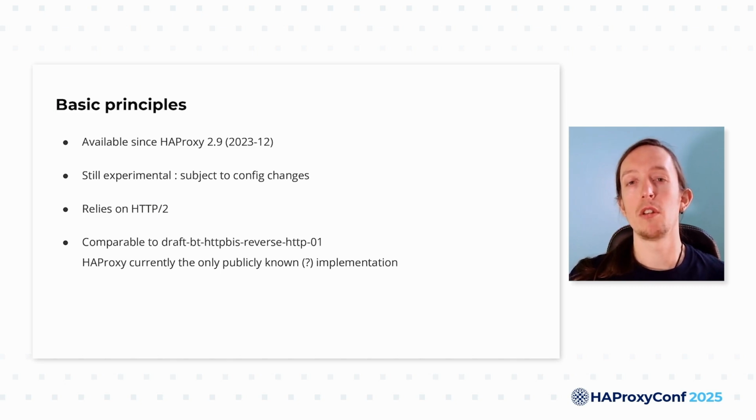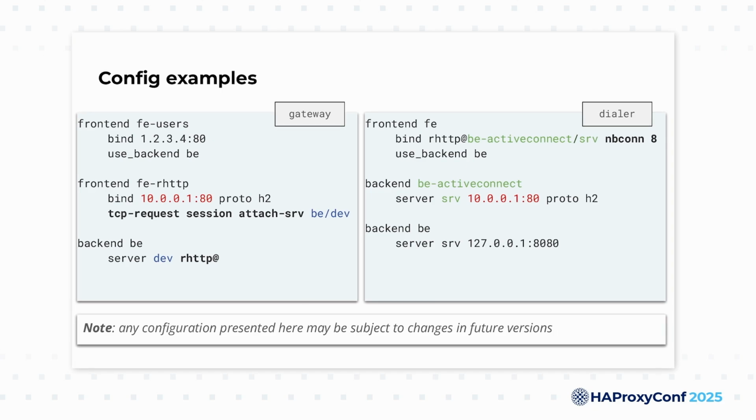However, as of today, HAProxy is the only known implementation of such a protocol, which means that if you want to test reverse HTTP, you have to use HAProxy on both sides, so on the gateway, obviously, but also on the dialer side. In this case, HAProxy will act as a sort of sidecar to expose the internal service through reverse HTTP. So here are two samples of configuration to test reverse HTTP.